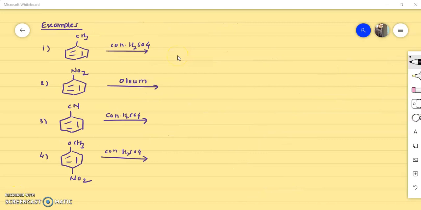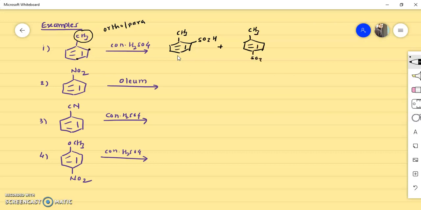Okay, now consider these few examples. Now see the first one. This is the benzene with this CH3 group. Now you know this CH3 group is an electron donating group. So it is an ortho or para directing group. So the incoming electrophile will come at this ortho position or this para position. So we'll get the product like this with a mixture of ortho SO3H, plus we'll get the product at the para position as well, because the CH3 group is an electron donating group. So the incoming electrophile will prefer this ortho and para position.